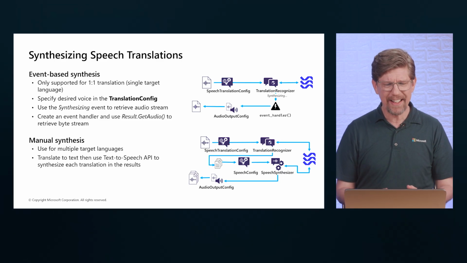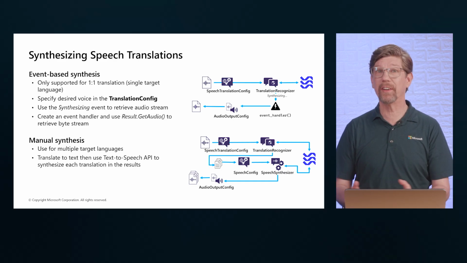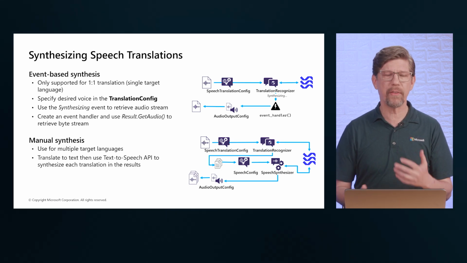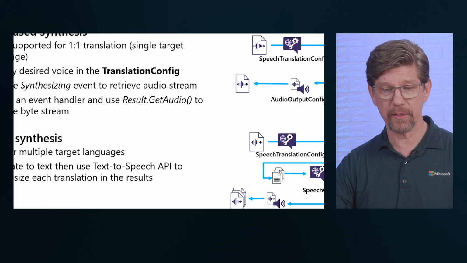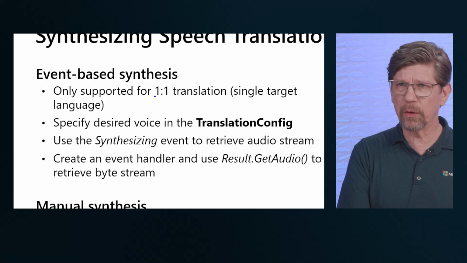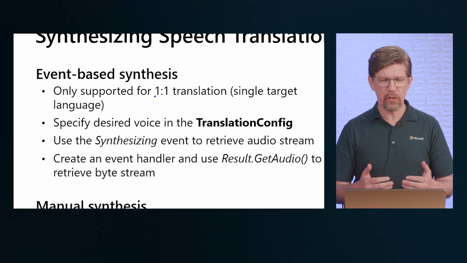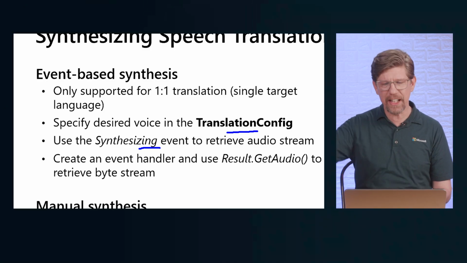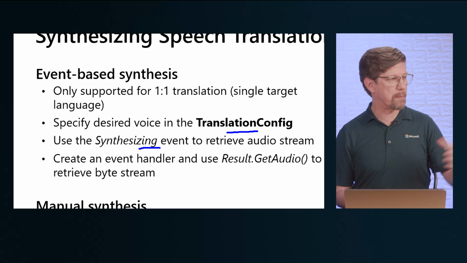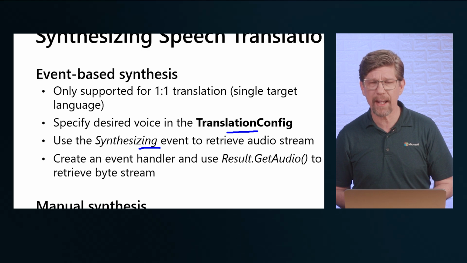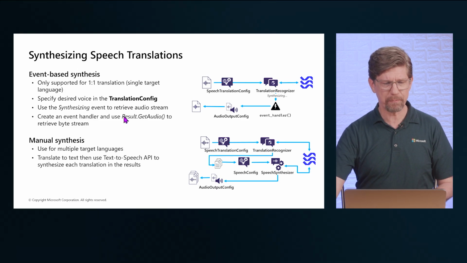What we're really looking at is, do we want this to feel more live as we're going, getting translation right away? Or are we doing something kind of in bulk? So the event-based is useful when doing one-on-one translations, single language on both sides. You're going to specify the desired voice that you want in your translation config. And then there is an event that we are listening for on the receive audio stream. As an audio stream is coming in, that event kicks off, which can then handle the translation side of things.